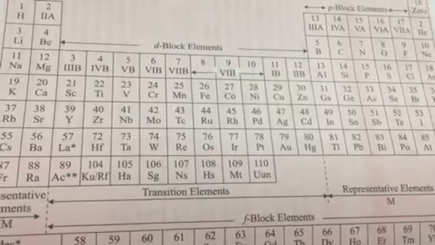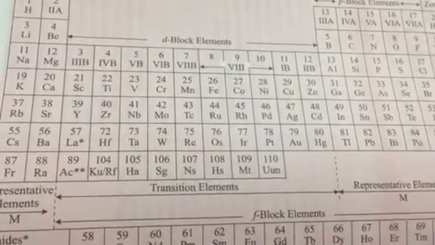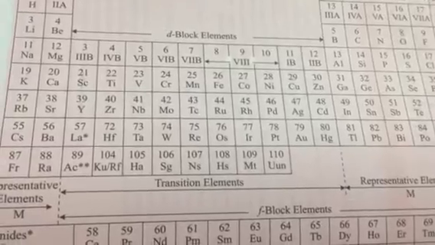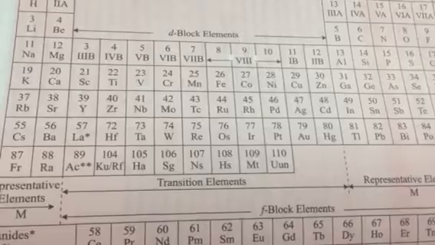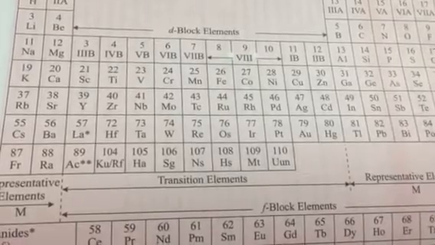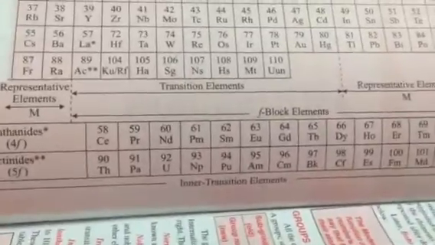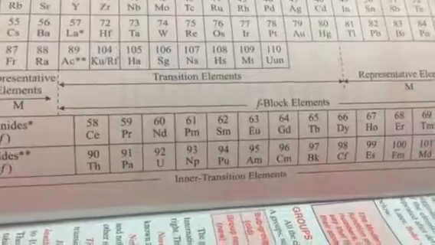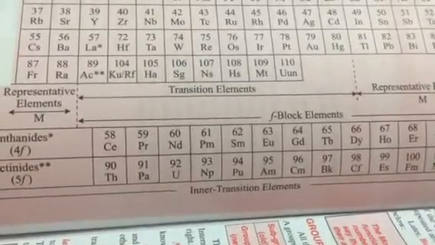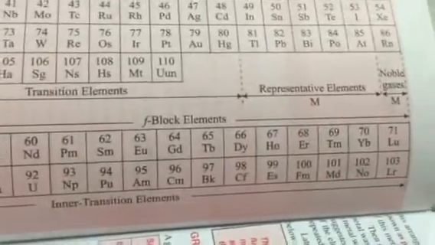Now, going through these transition series, you would notice that there is a gap between atomic numbers 57 to 72. Another gap is between atomic numbers 89 to 104. This gap is filled by post-transition elements. Now the post-transition elements are basically the F block elements present at the bottom of the periodic table.